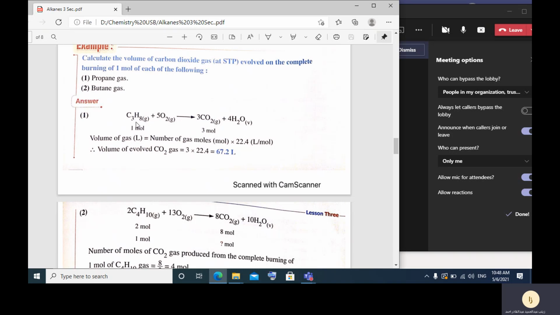Here we have 1 mole of propane. It gives 3 moles of carbon dioxide. He asked me to calculate the volume of carbon dioxide at STP evolved on complete burning of 1 mole of propane. So 1 mole of propane gives 3 moles of carbon dioxide. To calculate the volume, equal the number of moles times 22.4. So the volume of carbon dioxide evolved equals 3 times 22.4 equals 67.2 liters. Okay.